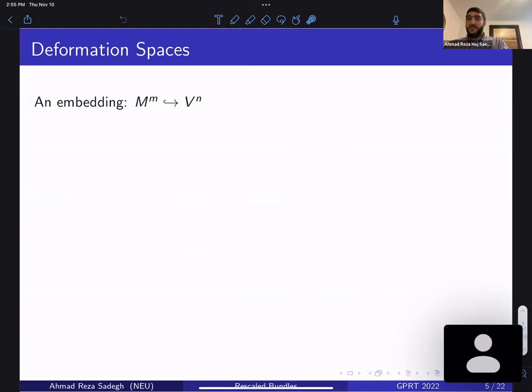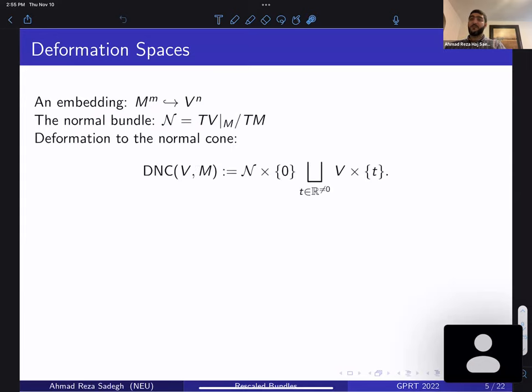Associated with an embedding of a smooth manifold, call the small manifold M and the bigger manifold V, we have the normal bundle, the quotient of the tangent bundle of the ambient manifold V restricted to M by the tangent space of the submanifold. The deformation to the normal cone is, as a set at least, the disjoint union of one single copy of the normal bundle, which I multiply with a zero because I'm going to emphasize the parameterized space, with copies of the ambient manifold. So a bunch of copies of the ambient manifold are parameterized by non-zero real numbers, and one single copy of the normal bundle. And this disjoint space is, of course, as a topology actually a smooth manifold.